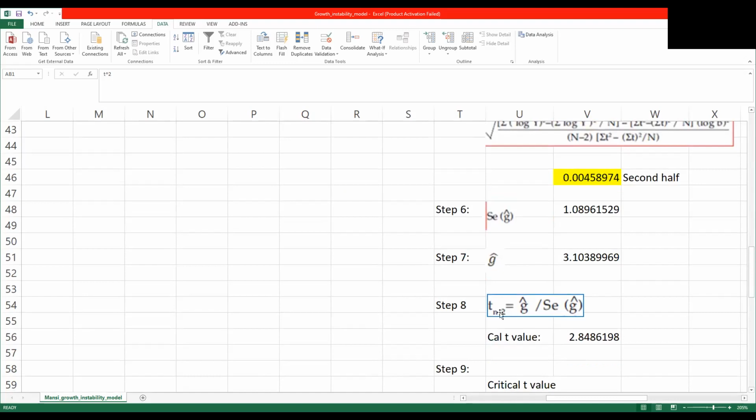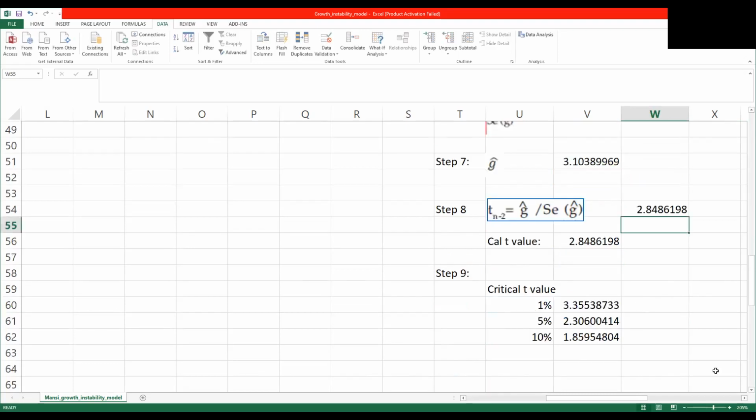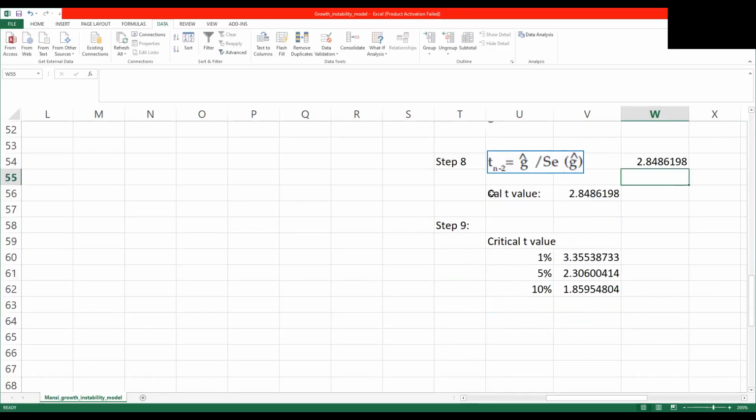Now we are incorporating it in the t formula, that is the t cal formula, the calculated value of t. So growth rate divided by standard error of growth rate. So we have the growth rate divided by the standard error of growth rate, which is 2.84. So this is the calculated t value. Now we have the critical t value. We can see here 1%, 5%, 10% levels.